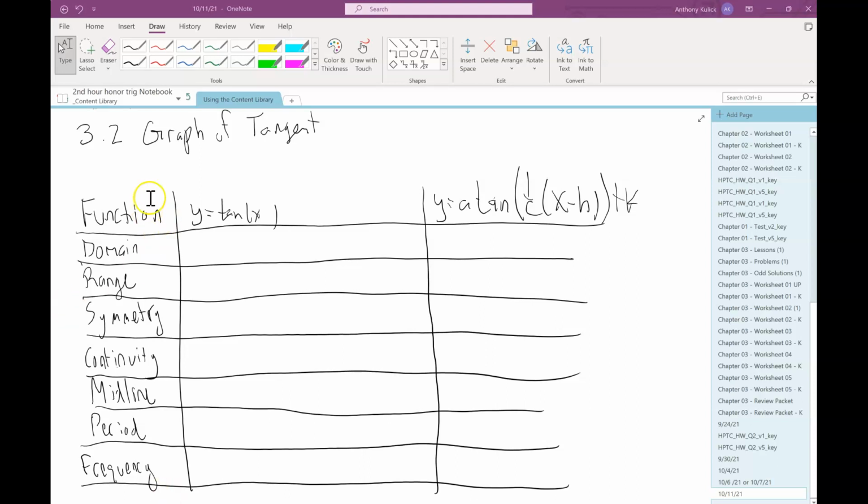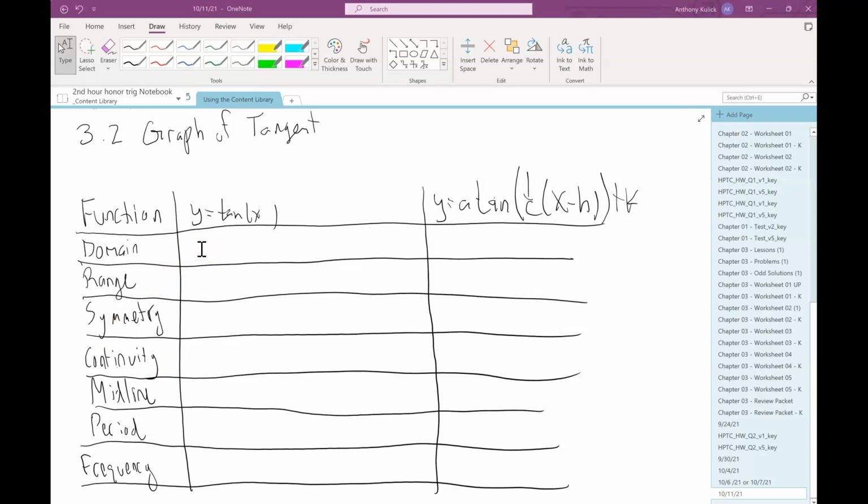So we have the function that we're talking about: domain, range, symmetry, continuity, midline, period, frequency. You'll notice that amplitude is missing from this list. We'll talk about why that is, but graphs of tangent don't have any amplitude. So let's first talk about domain.